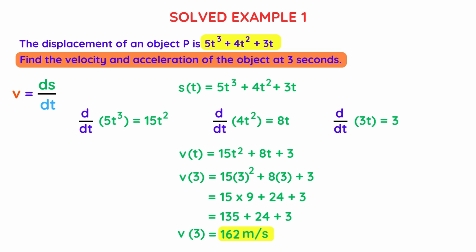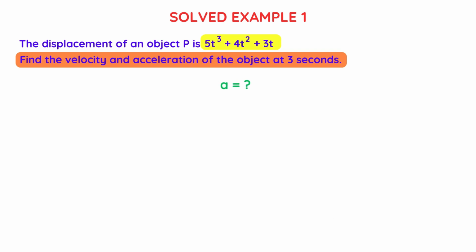For the second part of the question, we need to find the acceleration. Since we already have velocity as a function of time, that is, 15t squared plus 8t plus 3, we know that acceleration is the derivative of velocity with respect to time. So, let's differentiate it. The derivative of 15t squared is 30t.